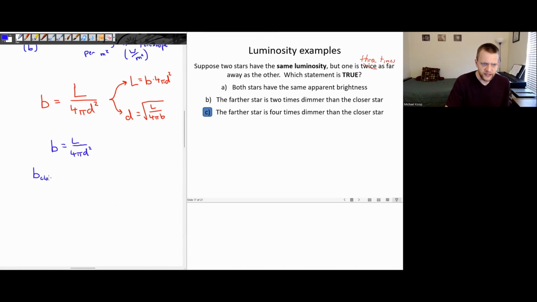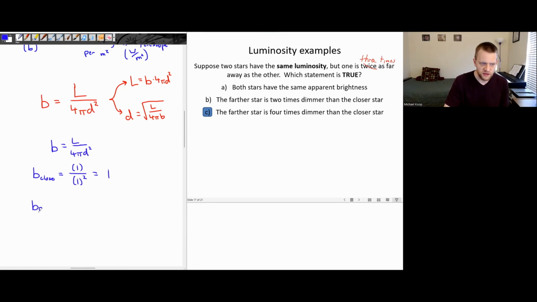In the close case, we're saying, again, I'm just making up numbers. I'm going to say the luminosity is 1. I'm going to say 4 pi is equal to 1. I'm basically going to effectively drop that term. And the distance is still 1. So in this case, I'm just going to make that 1 for the purposes of this question.